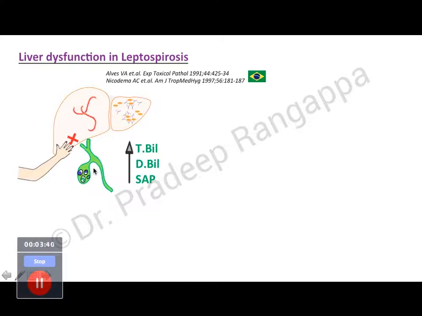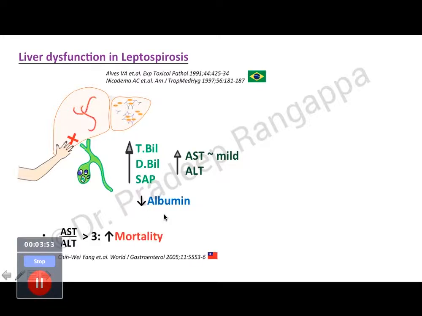So leptospira can have tenderness in the right hypochondrium and acalculous cholecystitis, and they typically have an increase in AST and ALT, but the rise in AST is generally mild. And there can be a reduction in the albumin. This was a study from Taiwan which showed that, as I said, AST and ALT are milder, but there is more increase in the bilirubin.